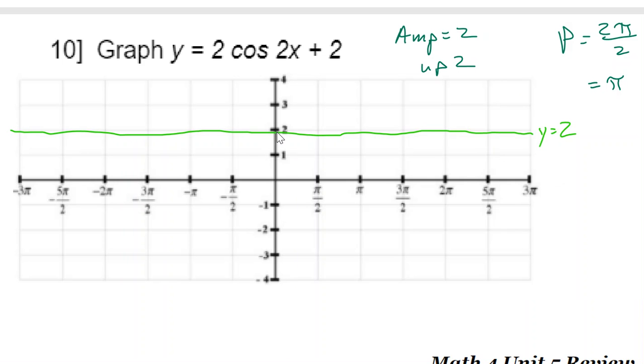All right, now our cosine does not start from the midline, it starts at the amplitude, which is 2. Our period is pi, which means that we're going to go down and back up again and finish up here at pi. Now the halfway point is the bottom of the bowl. We went 2 units up, we're going to go 2 units down, which means we're going to cross there. And then on my halfway points, something like that.